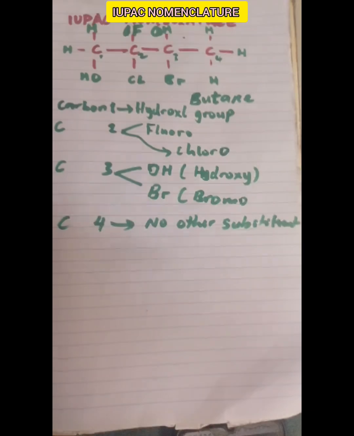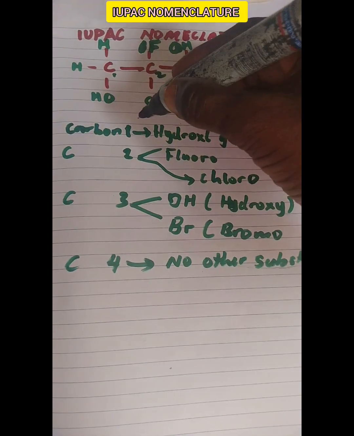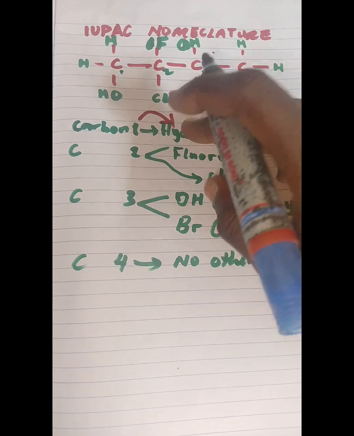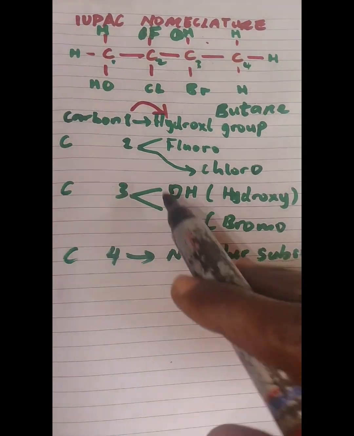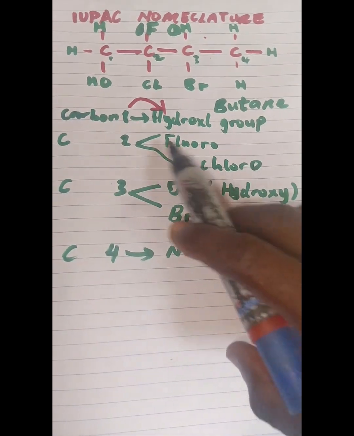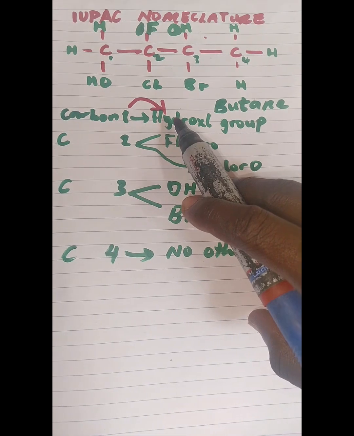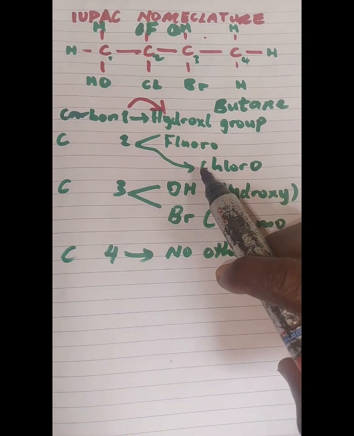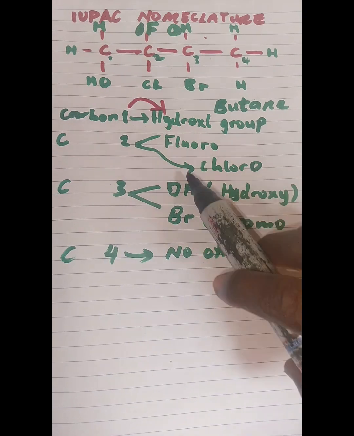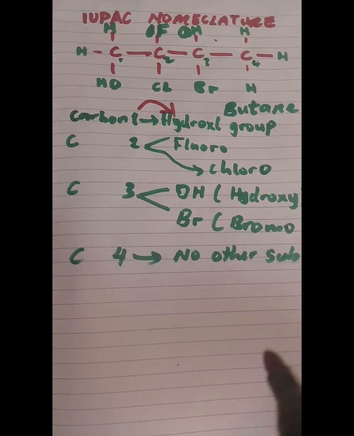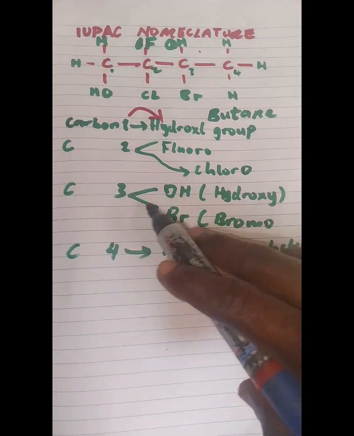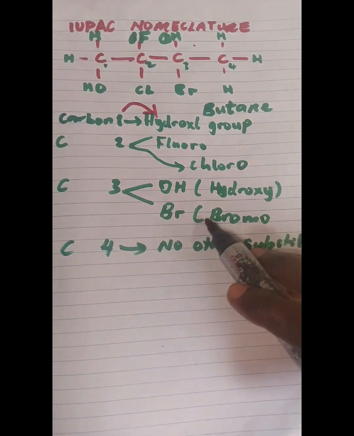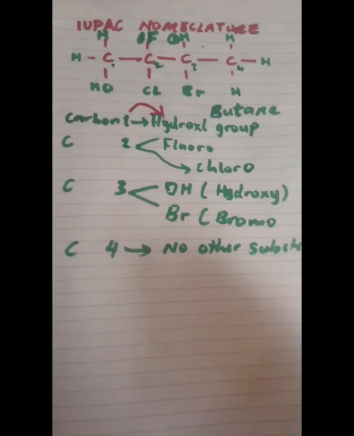This makes this one 1 hydroxy. And this is 2 chloro, 2 fluoro. Alphabetical order: C comes first before F. 2 chloro, 2 fluoro. To 3, you have 3 hydroxy, 3 bromo. You also want to consider the principal functional group.